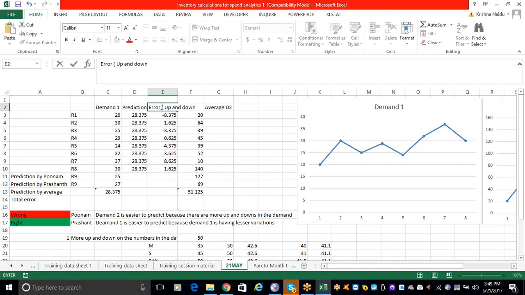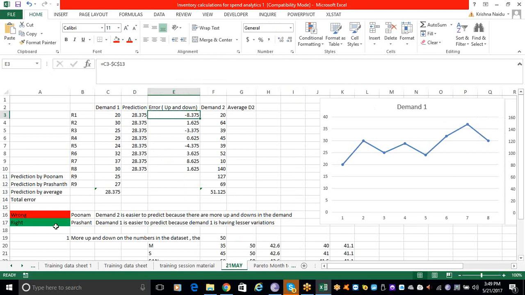All these points you guys have to note down. I'll also note down here.